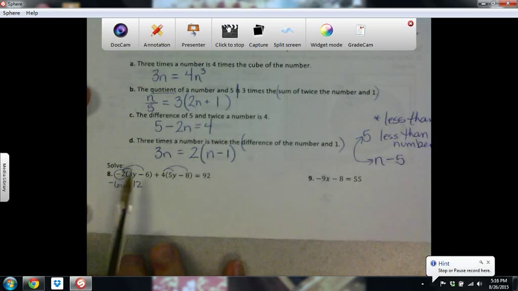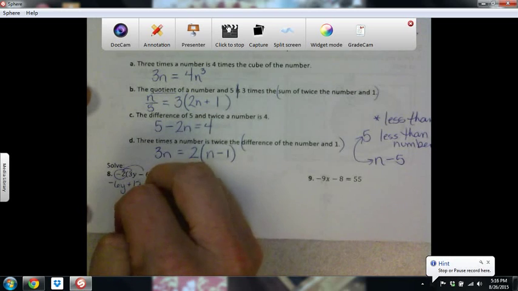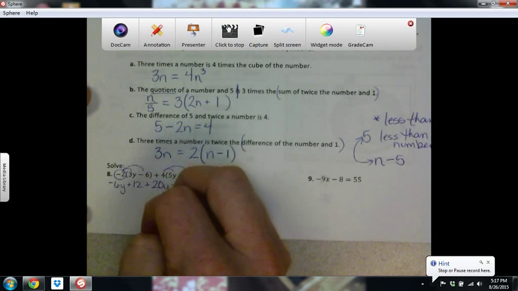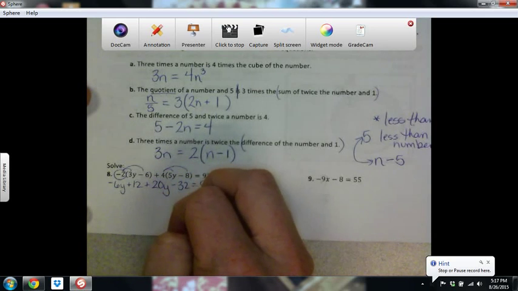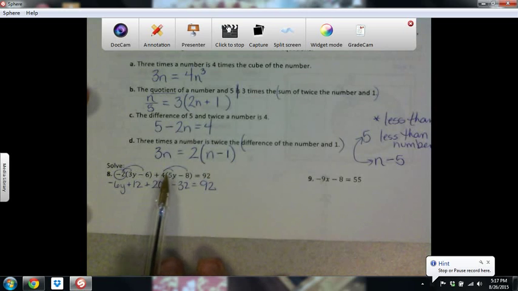So the negative 2 times the negative 6 essentially here gives me a positive 12, plus 20y minus 32 equals 92. So I distributed the 4, got 4 times 5 is 20y, and then 4 times 8 gave me the 32, and I brought down the subtraction.